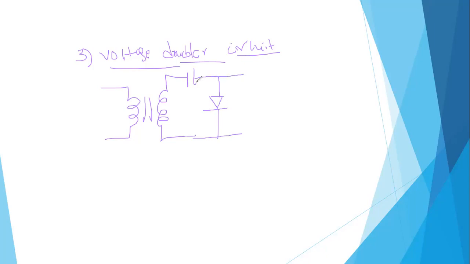Let's say this is a capacitor, let us say C1. This is diode D1, and the second diode is like this, and capacitor C2. This is D2. Okay, the voltage across this one is what I'm going to discuss here.